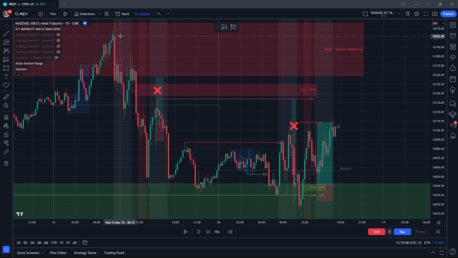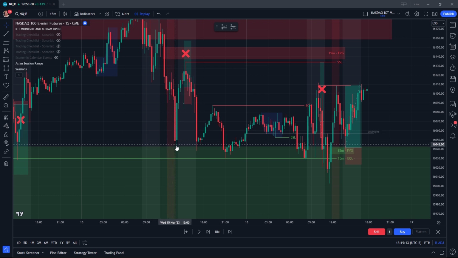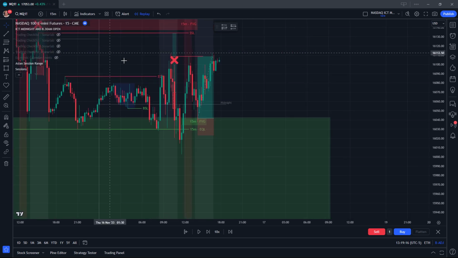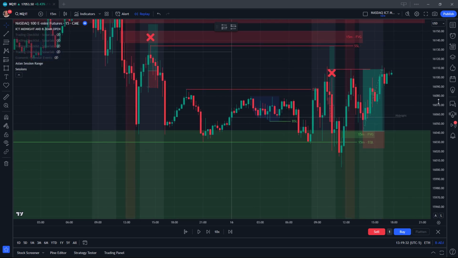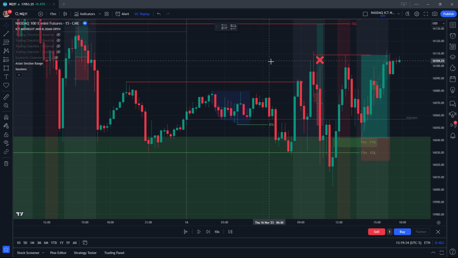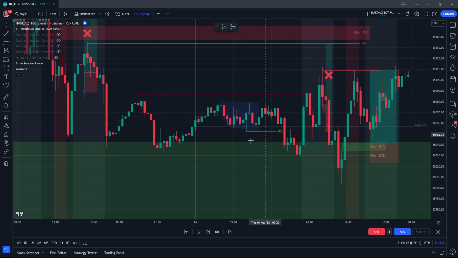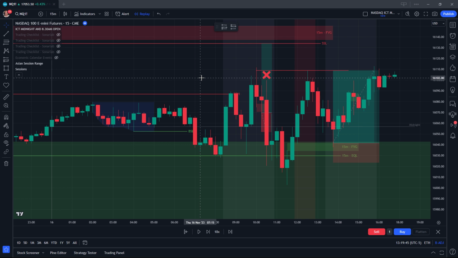So okay, we see price rejecting the daily volume imbalance. We see price tap into a daily fair value gap, comes back up, comes very close to this 15-minute SIBI, comes back down here, create 2 equal lows for the PM session. Then overnight we had... so I don't really think I did anything wrong.